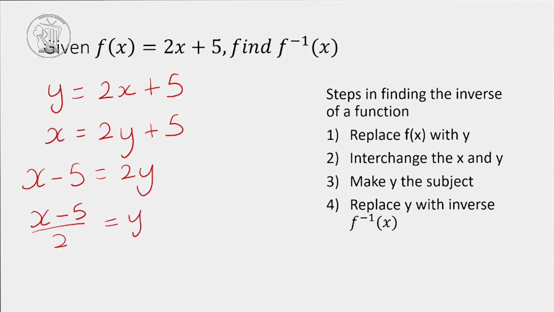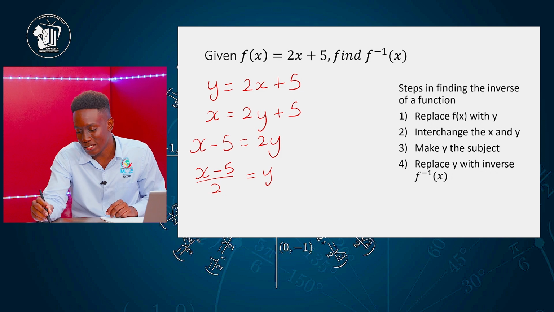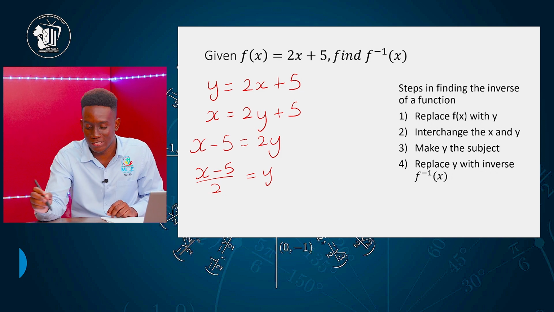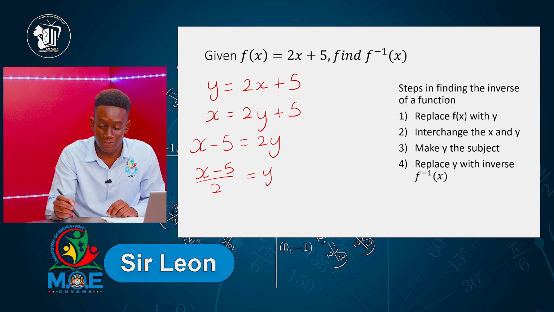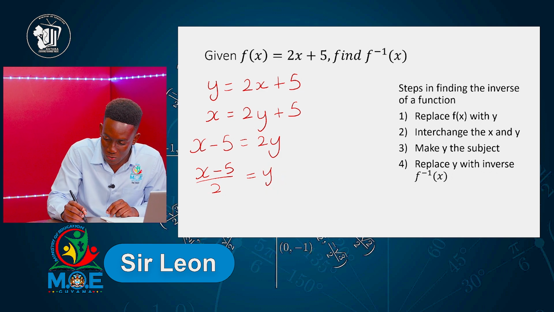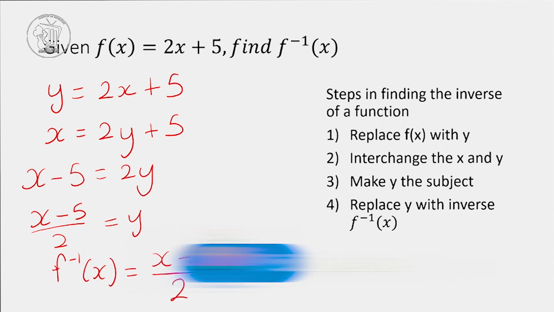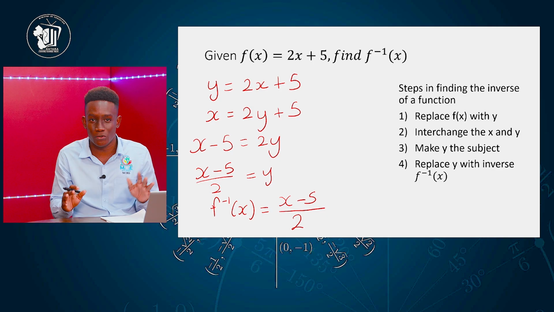And the last step is to, of course, rewrite the notation. The question initially asks us to find f inverse of x. And this here that we just found is f inverse of x. So it's just to replace y with the notation. We can just put y over on the left hand side and put the inverse over the other side. So this will be f inverse of x is equal to x minus 5 all divided by 2. And that is how you find the inverse of any function.